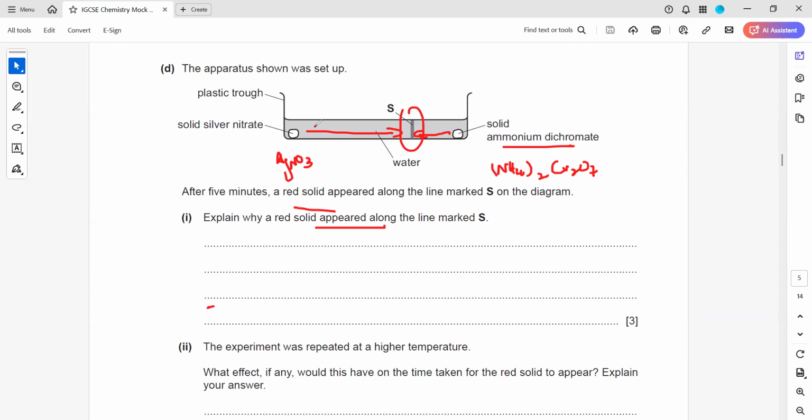So the main reason is that it is related to diffusion, movement of the particles. Silver nitrate is less heavy than ammonium dichromate. So you can say these are the ions or soluble salt solution. So you can refer to the rate of diffusion, compare the diffusion of the ions, you will mention lower molecular mass or molar mass, so they diffuse at the higher rate.